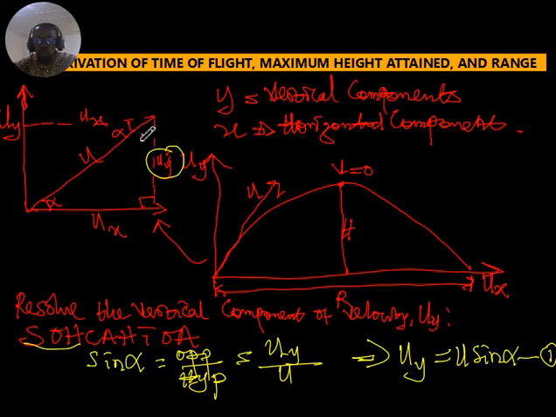Resolve the horizontal component of velocity, which is our u of x. If you follow the trigonometric identity again from that first sketch, now we need u of x. So opposite is not needed now. We are dealing with adjacent over hypotenuse. So bring that here, adjacent over hypotenuse.